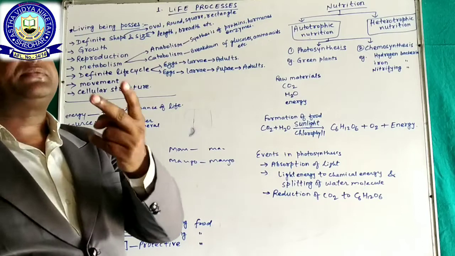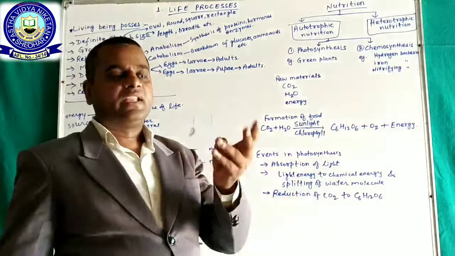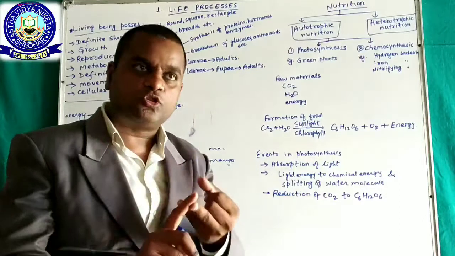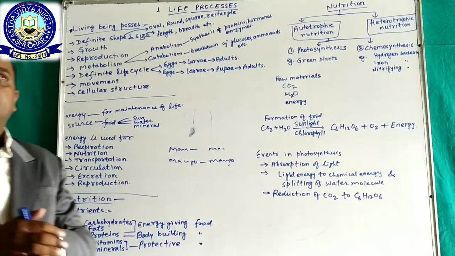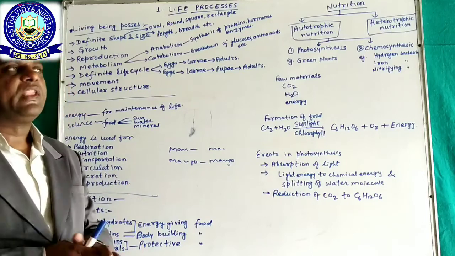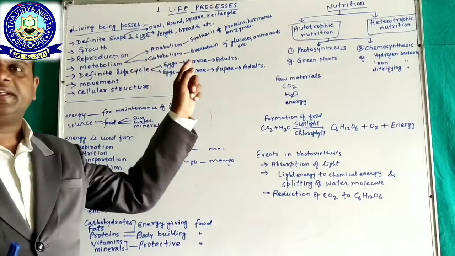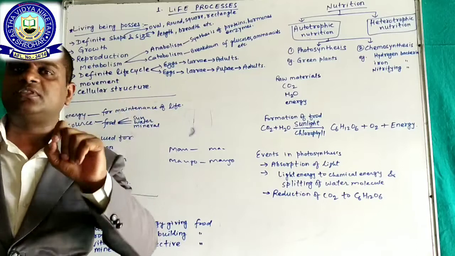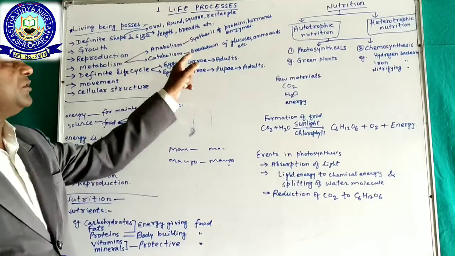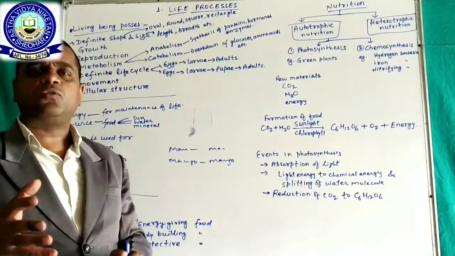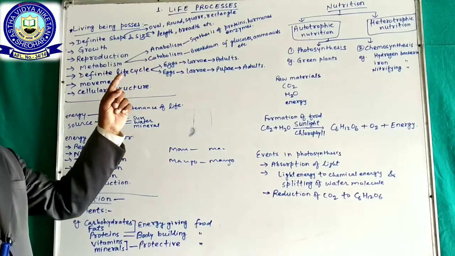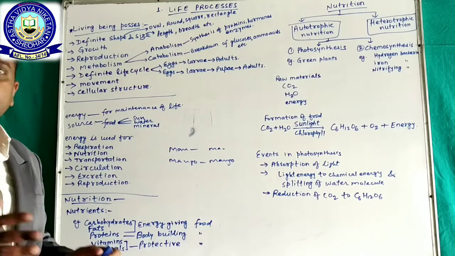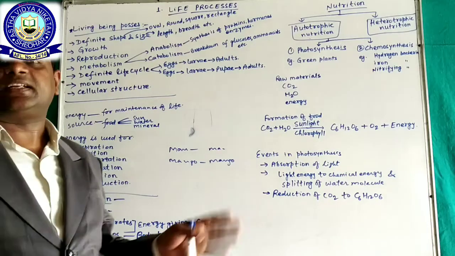Metabolism has two types, anabolism and catabolism. Anabolism means synthesis of something inside a cell or body cells, that is proteins, enzymes, hormones, etc. Catabolism is the breakdown of substances inside the cell, like glucose, amino acids, fatty acids, etc.